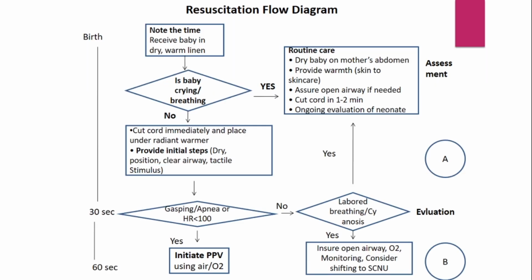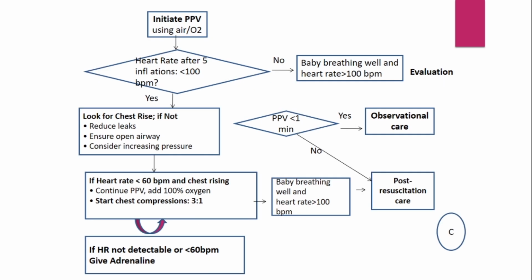So this is the chart, the flow diagram for resuscitation. You have to know the time you receive the baby, and you have to receive the baby in dry, warm linen. You have to assess, is the baby crying or not? If yes, go through routine care. If no, cut the cord immediately and place under a radiant warmer. The initial steps, and you assess like that. Yes, you assess following the chart. You initiate PPV using this.